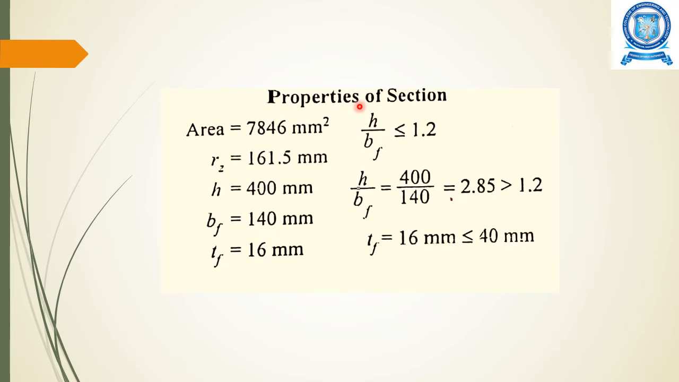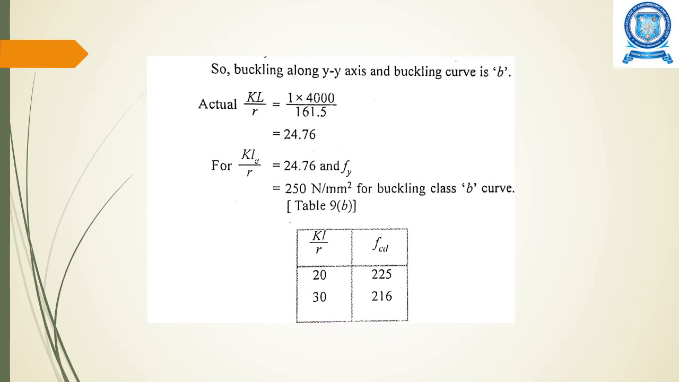First we have to check the buckling class condition, as already discussed in table number 10. We find H by BF, checking whether it is less than or equal to 1.2. We are getting a value more than 1.2. TF is equal to 16, which is less than or equal to 40. From that, it is clear that the buckling class along the YY axis is B, and the buckling curve lies in B. Next we find the actual slenderness ratio KL by R.